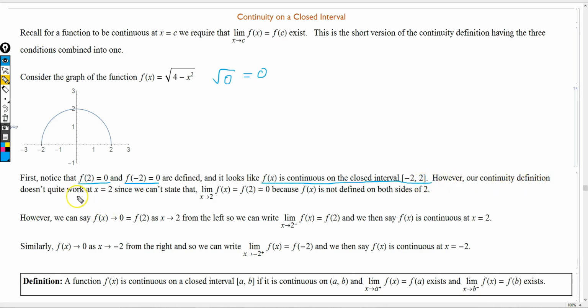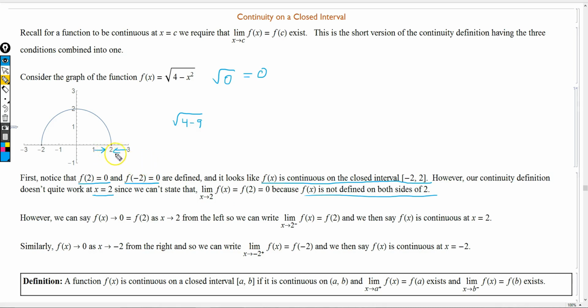However, our continuity definition doesn't quite work at x equaling 2, since we cannot state that the full limit as x approaches 2 of f of x equals f of 2, which in this case is 0, because f of x is not defined on both sides of 2. You see, this full limit statement means x approaches 2 from the right and from the left. Now, we have no problem with x approaching 2 from the left, but if x is approaching 2 from the right, that means x is a number bigger than 2, like, say, 3. But if I try to put 3 in here, I get the square root of 4 minus 9. That's a negative number, and we don't want to deal with taking the square root of negative numbers here. We're only considering real valued functions. So this function we're going to consider to be undefined from 2 to positive infinity. So there's a problem with letting x approach 2 from the right.